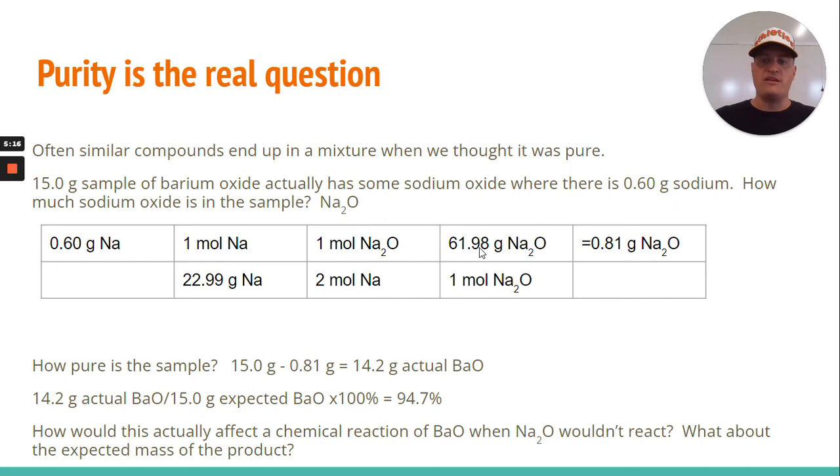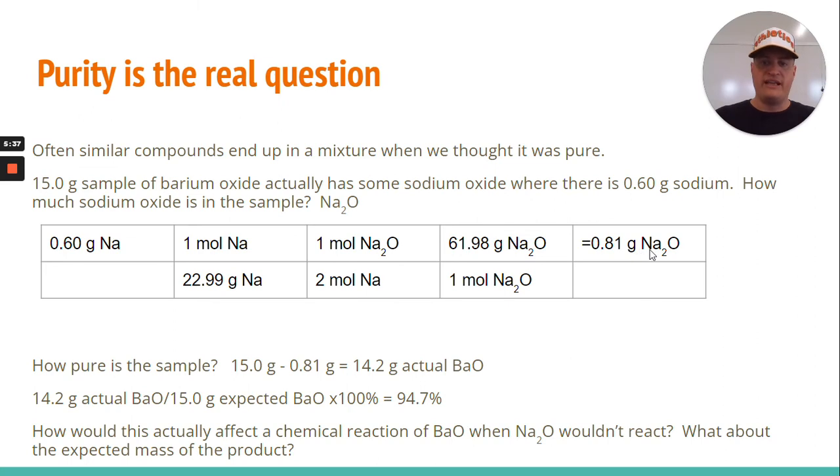Then I have the molar mass. So based off having 0.6 grams of sodium, I have 0.81 grams of sodium oxide. I'm sure there's another way you could do this with mass percents. Conversions is a good way of going, but again, showing your work, labeling your units, labeling your compounds, is totally necessary to get points on the AP test.